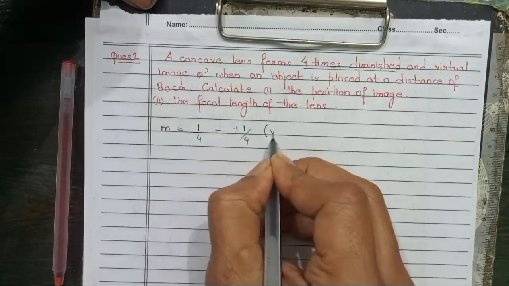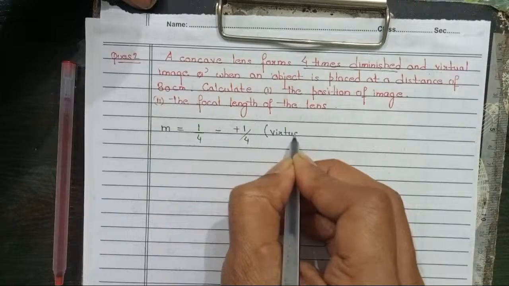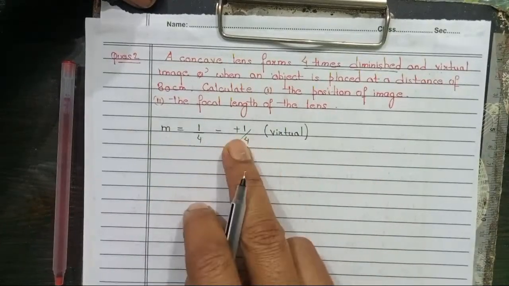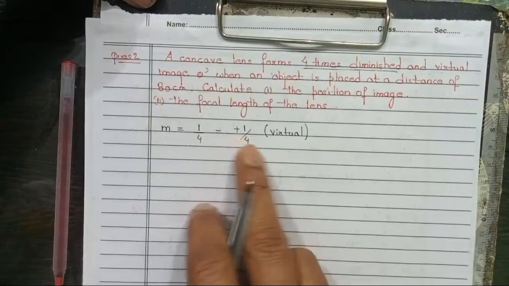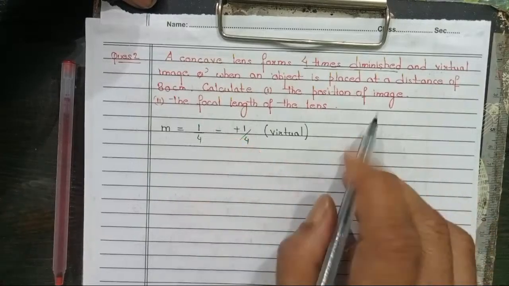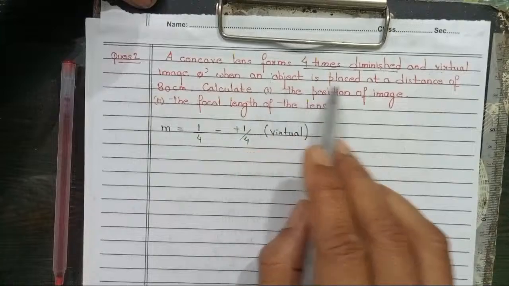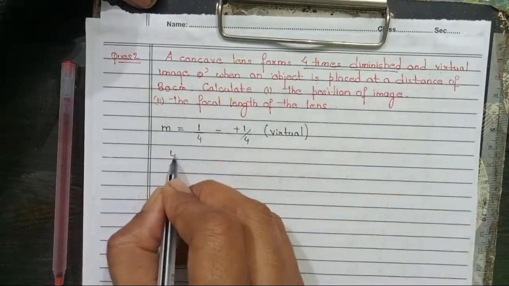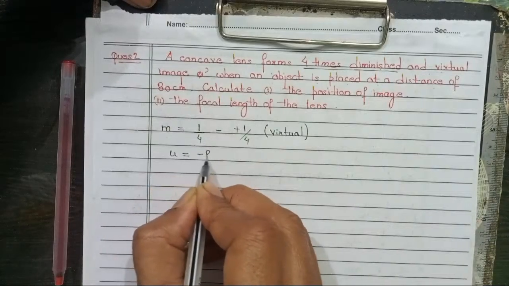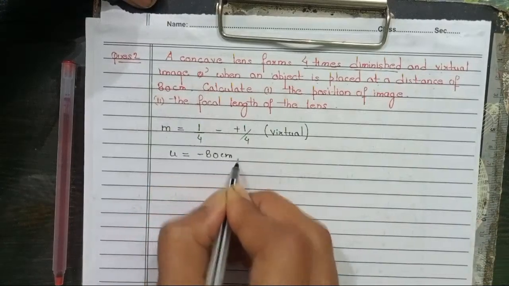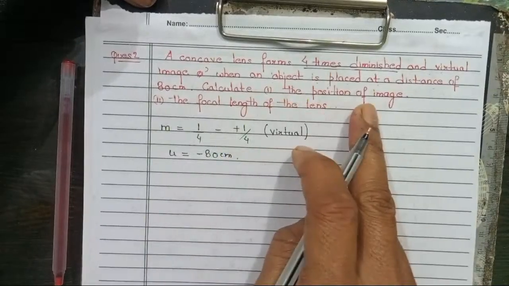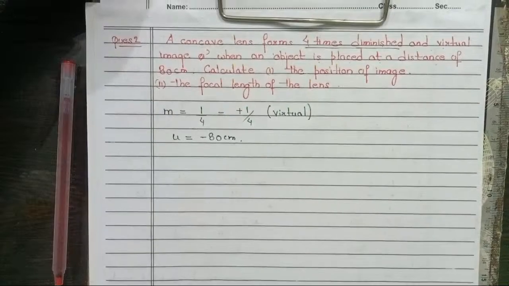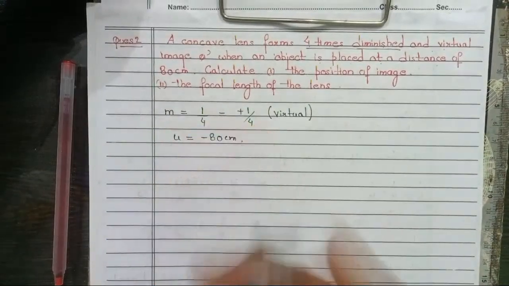Why? Because the image formed is virtual. So as the image formed is virtual, we are going to take a positive sign for magnification. Now what else is given? An object is placed at a distance of 80 centimeter. So that is u, given to you as minus 80. We have to calculate the position of the image.